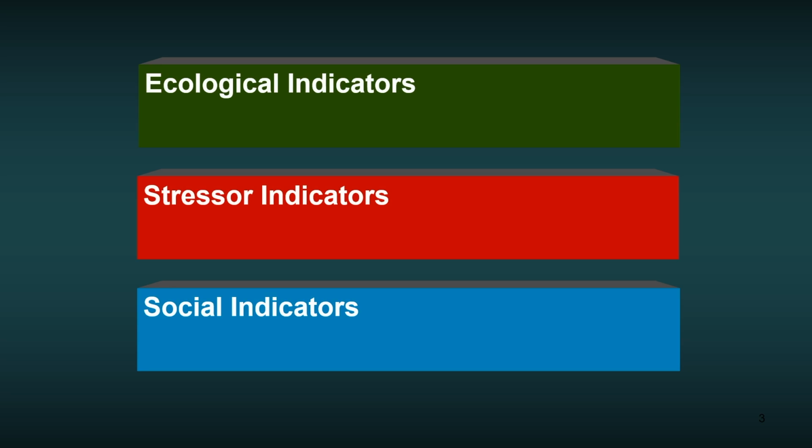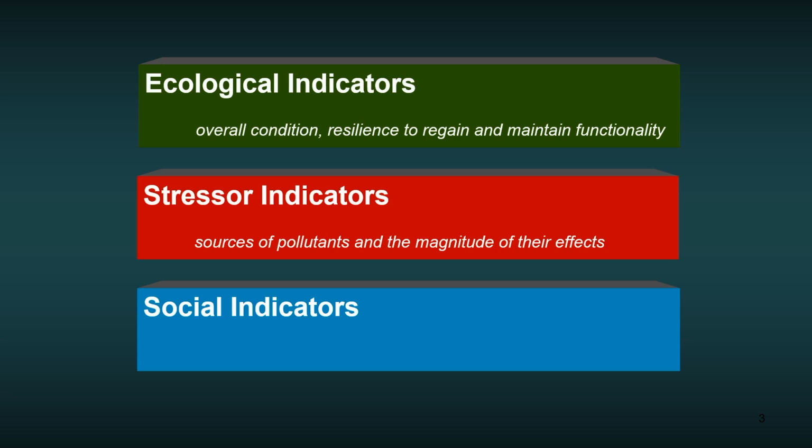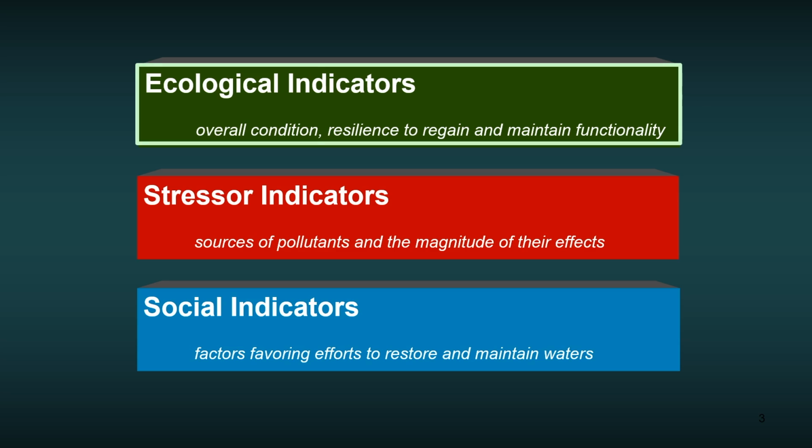Three categories of watershed indicators, ecological, stressor, and social, form the basis for recovery potential screening. Each category contributes uniquely to the comparative analysis process in RPS. This video describes the ecological indicators category, the types of metrics it contains, and some recommendations for use.